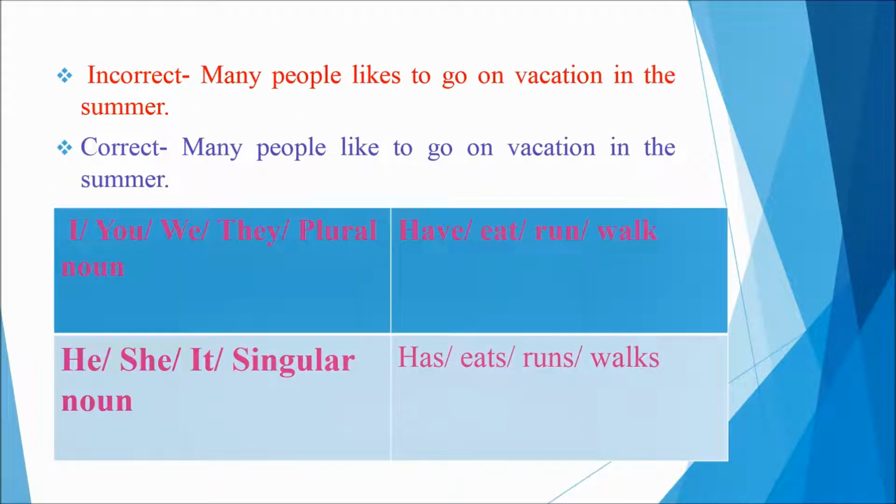Now let's see the first sentence. Many people likes to go on vacation in the summer. Is that correct sentence? No. The correct sentence is many people like to go on vacation in the summer. We have a plural subject, many people. So the verb should not have an s.